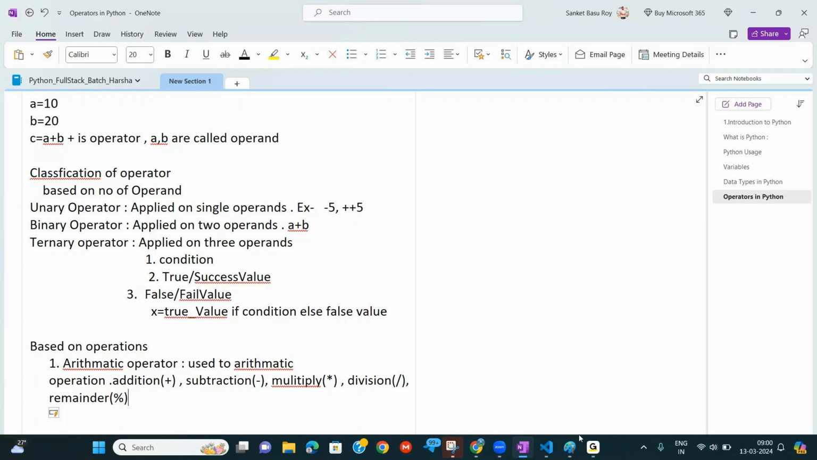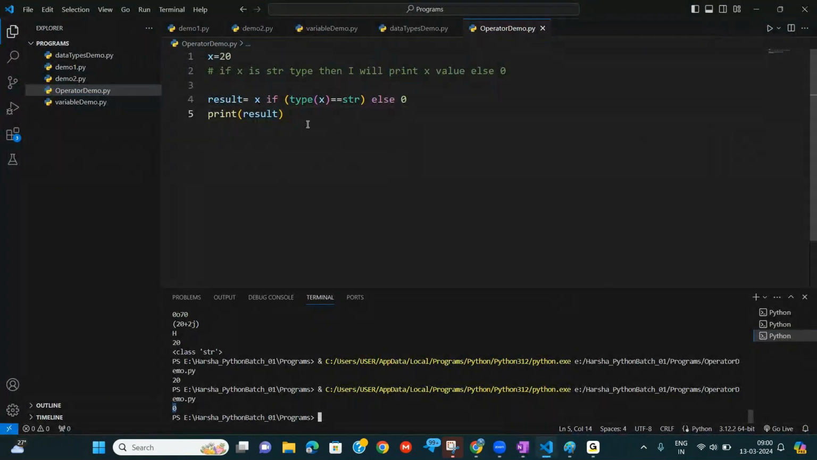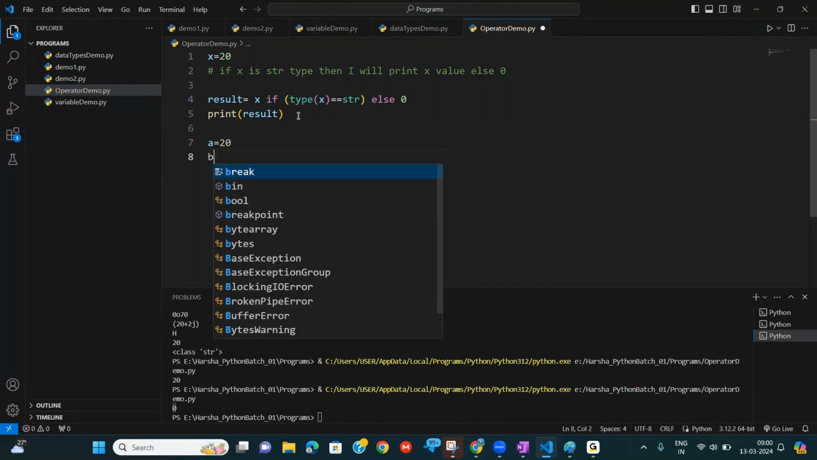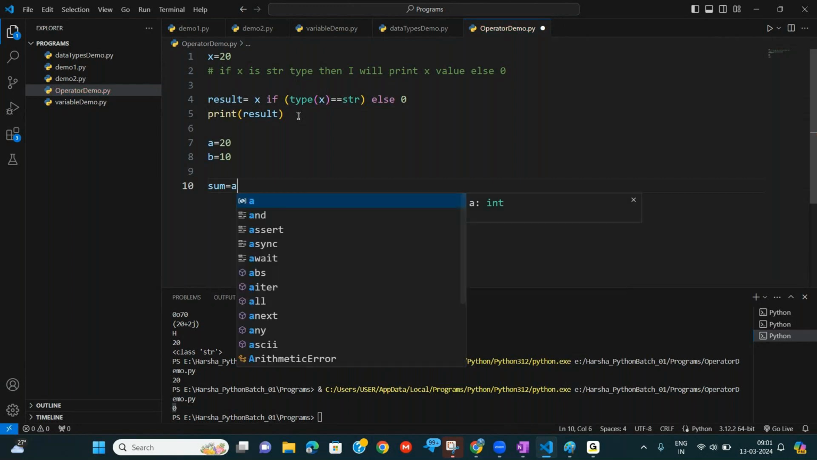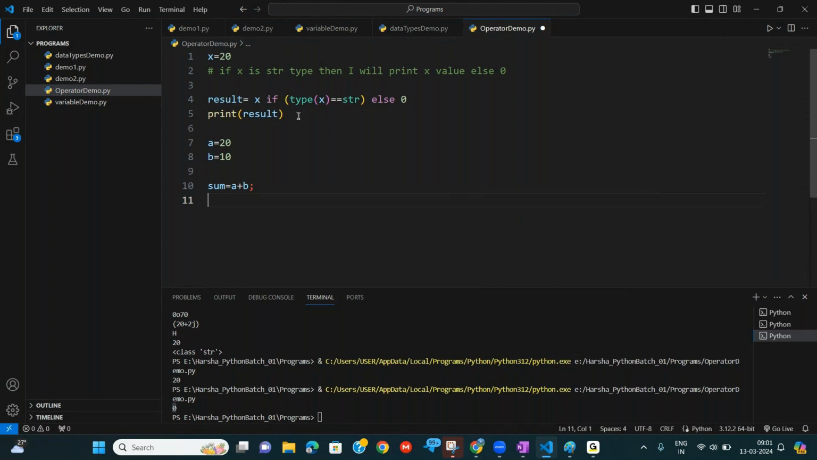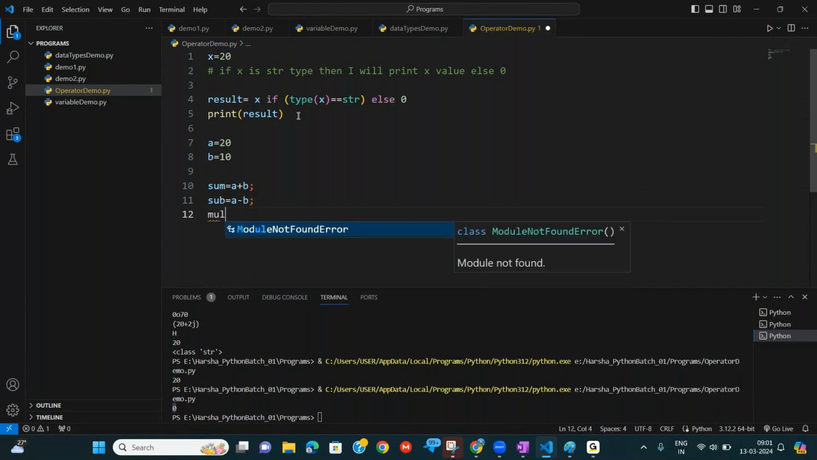So what do you mean by that? Let's see. Suppose I have two numbers, let's say a equal to 20 and b equal to 10. If I'm trying to perform sum, I need to write a plus b. For subtraction I write a minus b. For multiplication I write a asterisk b.